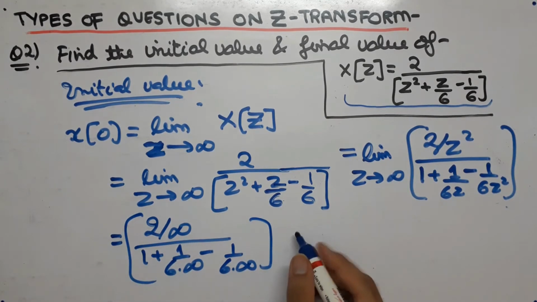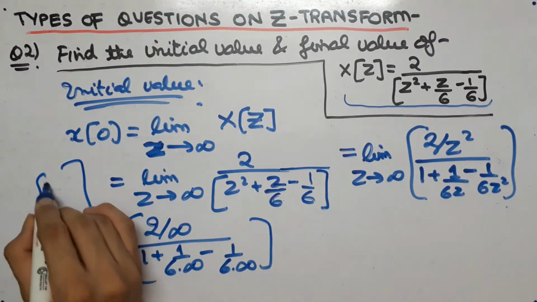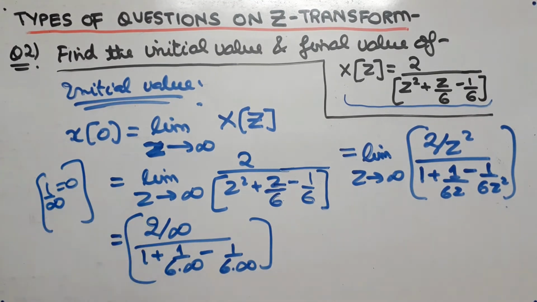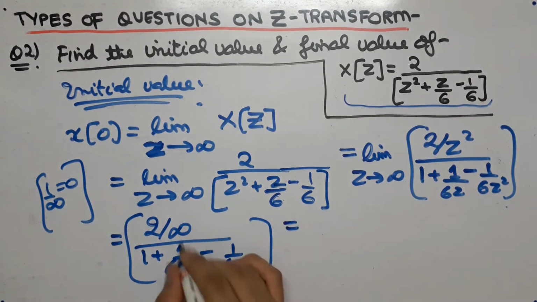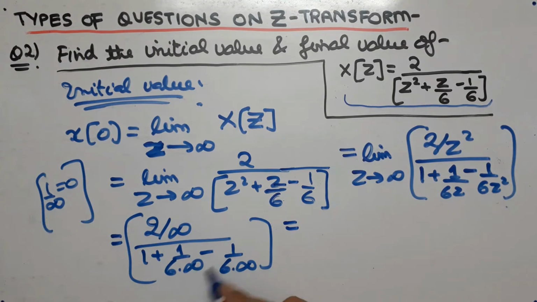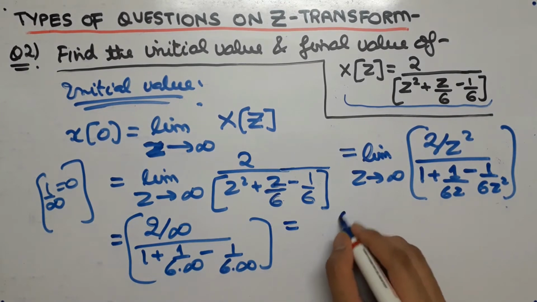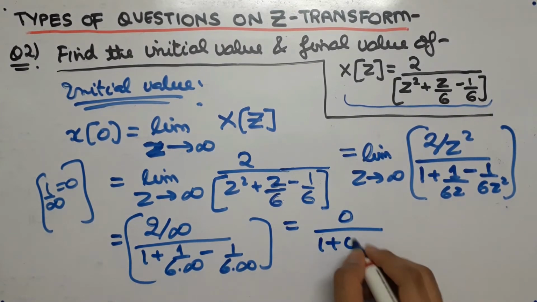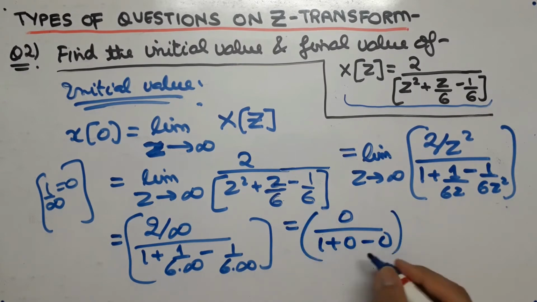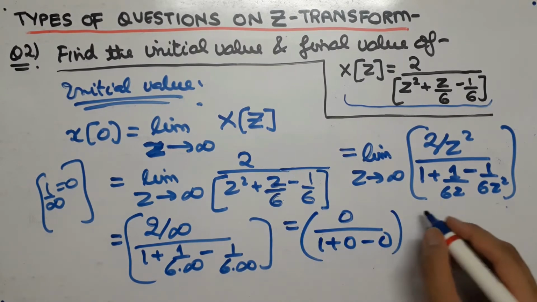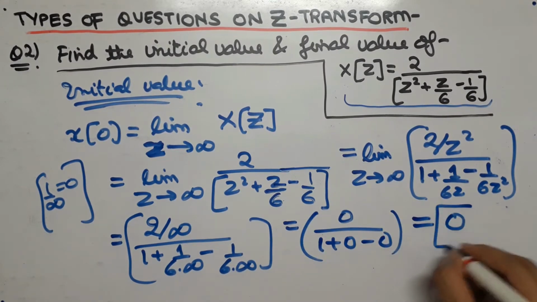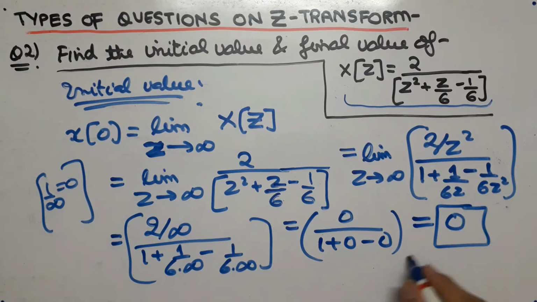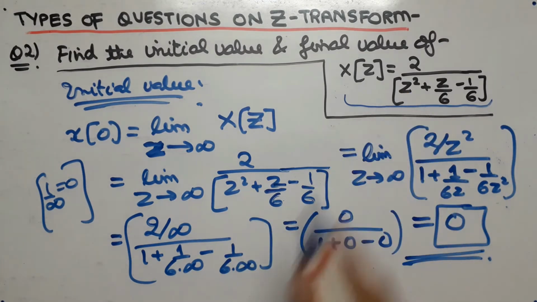Now we know the concept that 1 by infinity is equal to 0. So now we will replace 1 by infinity with 0 in this equation. That is, on doing that, you will get 0 upon 1 plus 0 minus 0. Now 0 upon anything is equal to 0. So this is our final answer. That is, our initial value of xz, which was given in the question, is 0.